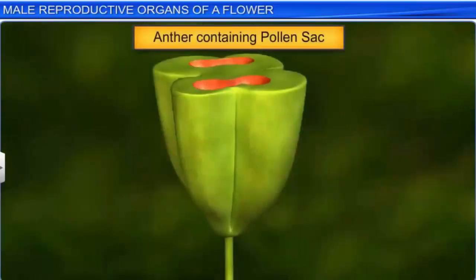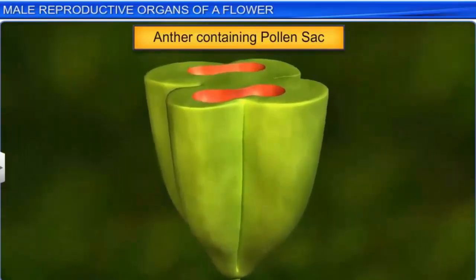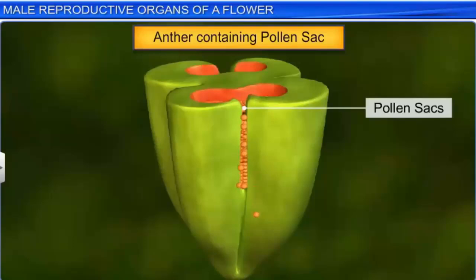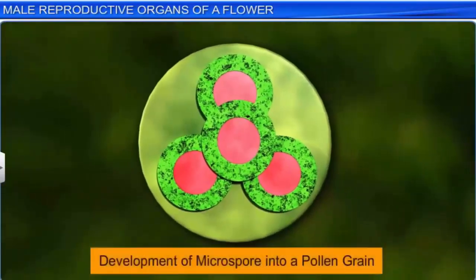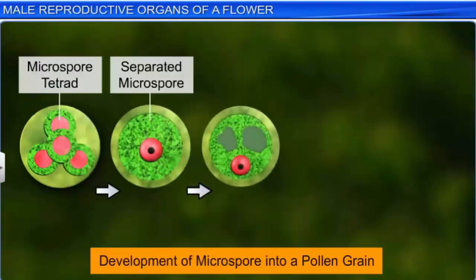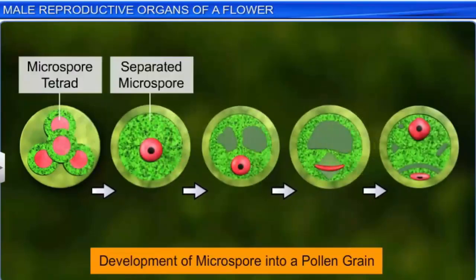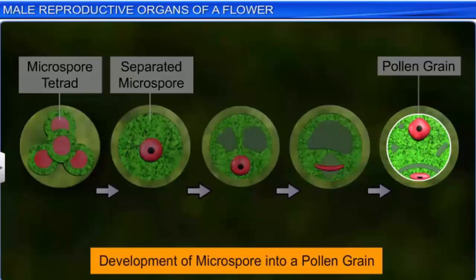As the anther begins to mature, both the microsporangium and microspores undergo changes. While the microsporangium develops into the pollen sacs that extend longitudinally through the length of the anther, the microspores separate from the tetrad and develop into pollen grains. Thus, the anther contains thousands of pollen grains which undergo mitosis to form two unequal cells.